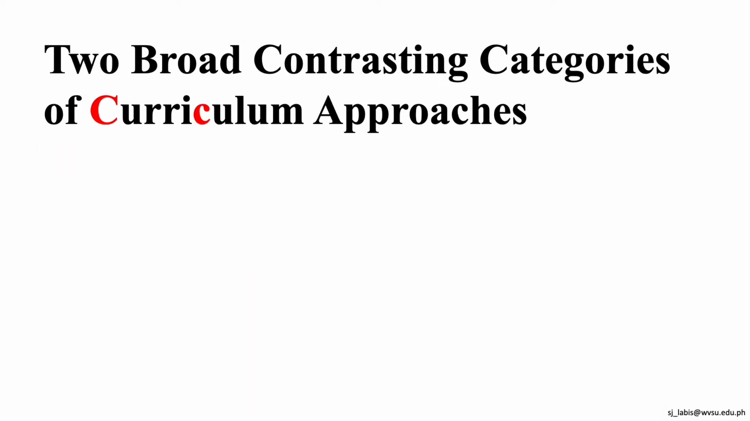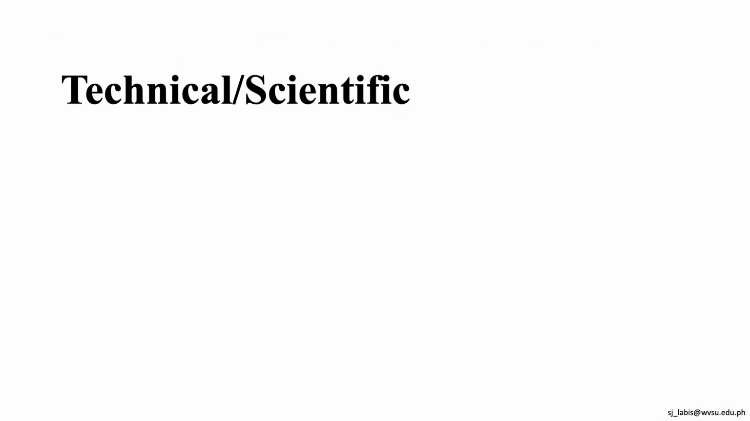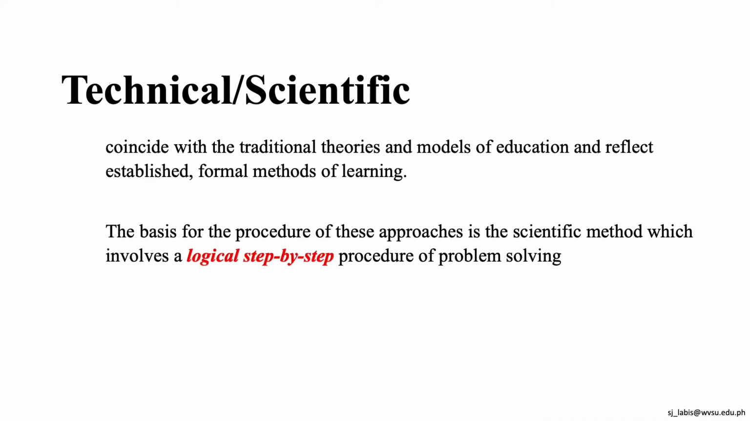There are two broad contrasting categories of curriculum approaches. The first one is the technical scientific and the non-technical or non-scientific. Let us have first the technical and scientific. It coincides with the traditional theories and models of education and reflects established formal methods of learning.